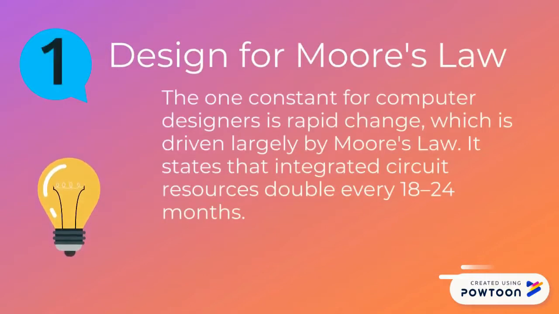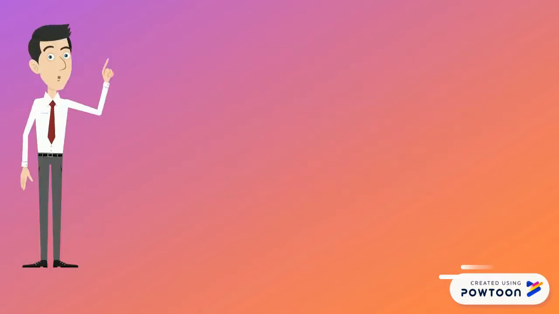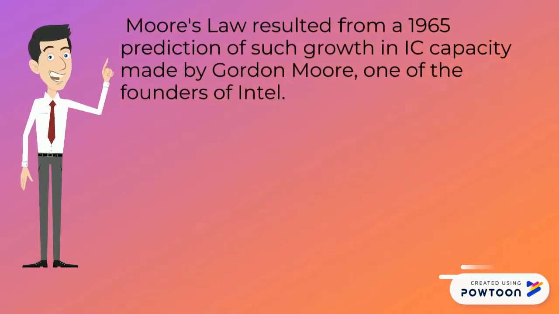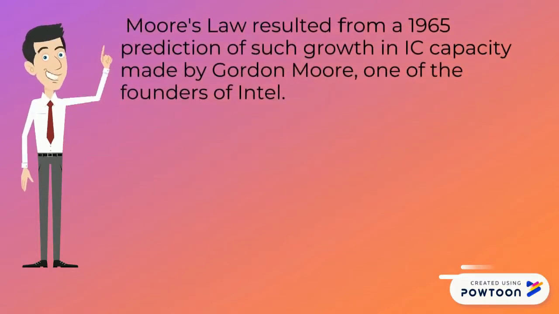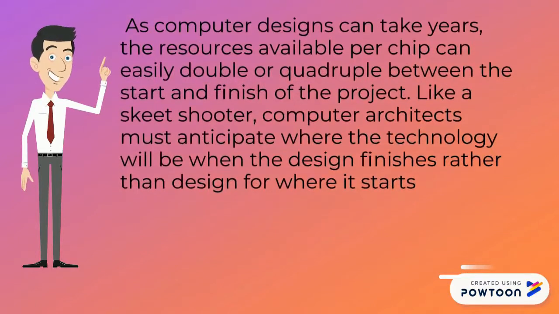Design for Moore's law. The one constant for computer designers is rapid change, which is driven largely by Moore's law. It states that integrated circuit resources double every 18 to 24 months. Moore's law resulted from a 1965 prediction of such growth in IC capacity made by Gordon Moore, one of the founders of Intel. As computer designs can take years, the resources available per chip can easily double or quadruple between the start and finish of the project.